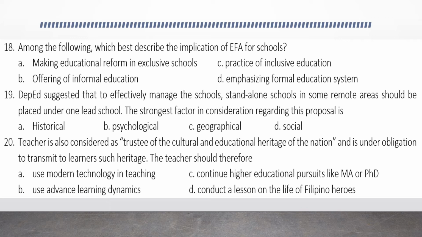Letter C, practice of inclusive education. When you say inclusive education, from the word include, meaning regardless of whatever factors, students are included, students are welcome to enroll in schools. Correct answer is letter C. Kining letter D, emphasizing formal education system, opposite na sa letter B. So, wrong, gihapon is lang doha. Number 19.